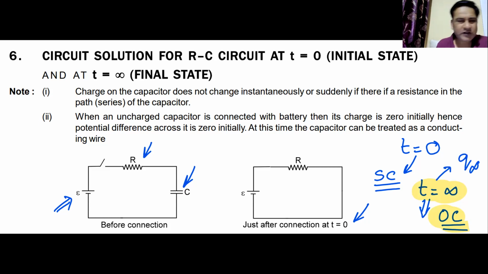Books may call it Q naught, but I will call it Q infinity, because Q is going to infinity. I will call the charge Q at time t is equal to 0 as Q naught. Do we get this? Yes, sir. Now, in general, how are we going to find Q naught? Q naught would normally be given to you: at time t is equal to 0, what was the charge on the capacitor. In most of the cases, at time t is equal to 0, the charge is going to be 0.